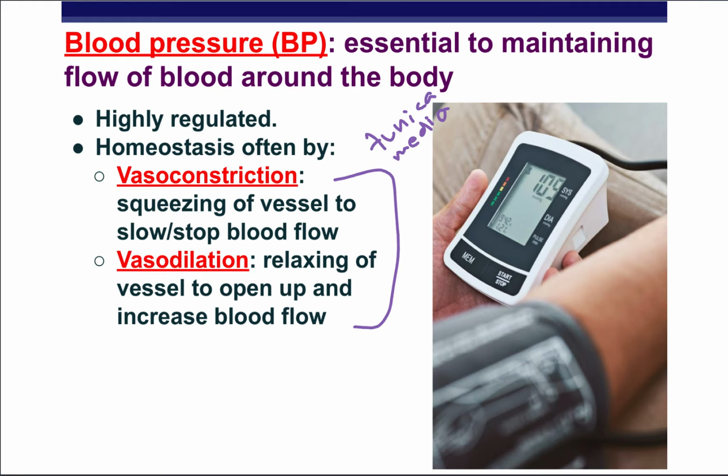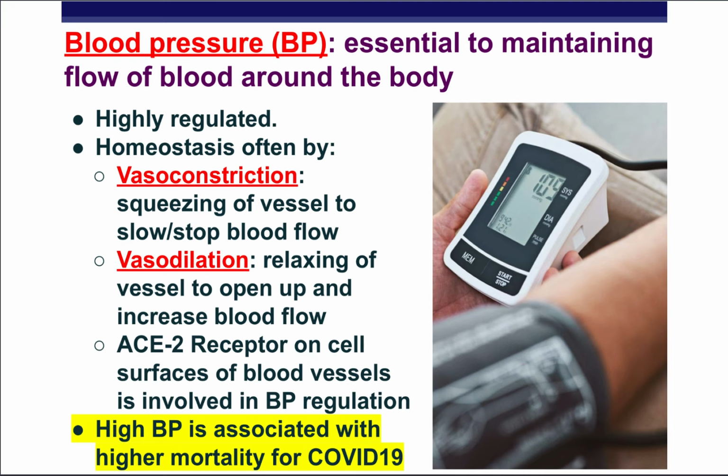Now, why is this relevant to the COVID unit? Well, it turns out the ACE2 receptor that's found on the surfaces of cells, especially in your blood vessels, is involved in the pathway for blood pressure regulation. And whatever it is, and we don't know the exact reason yet, it may be multiple reasons, if you have chronic high blood pressure, you have a much higher risk of mortality.